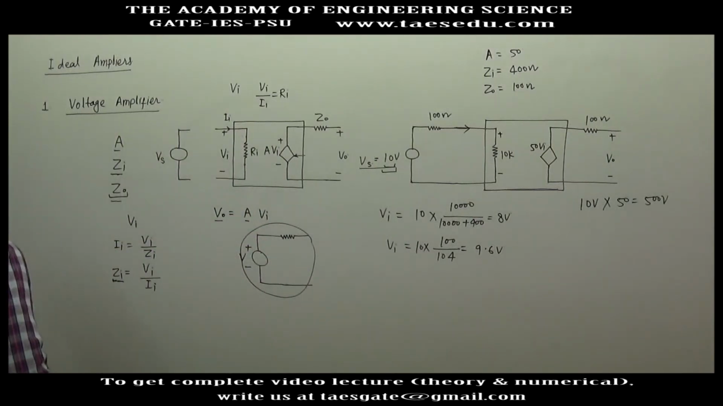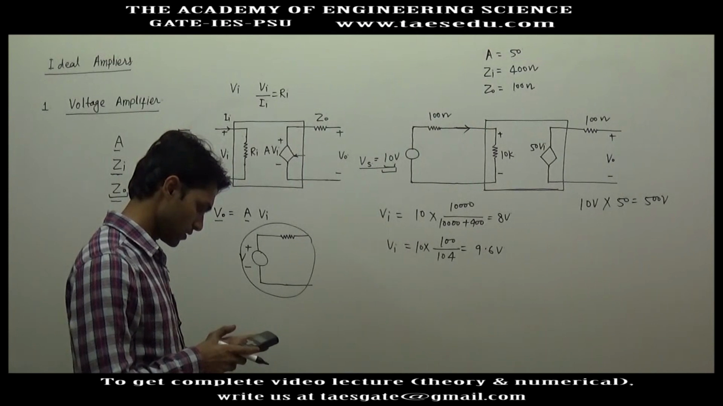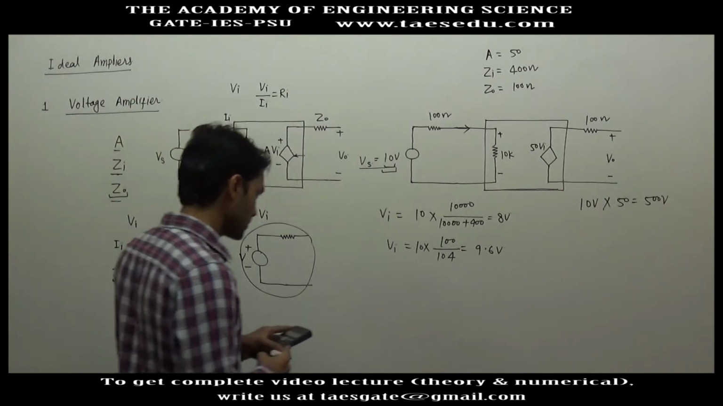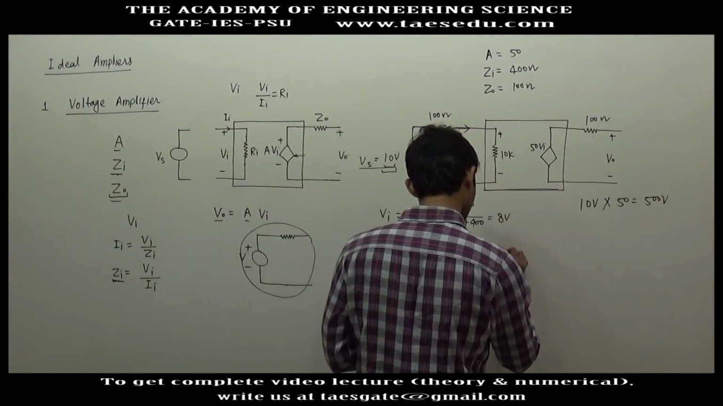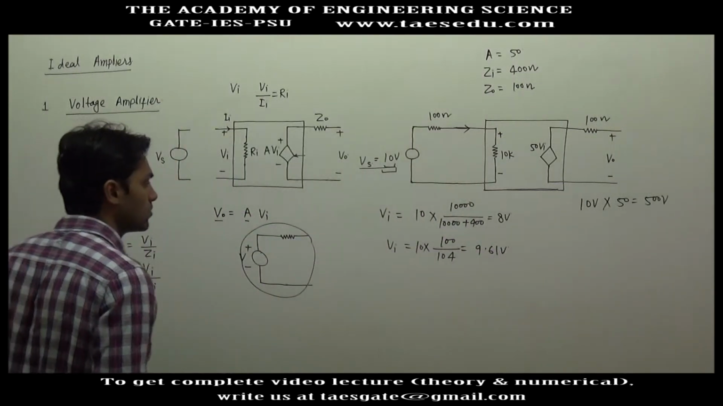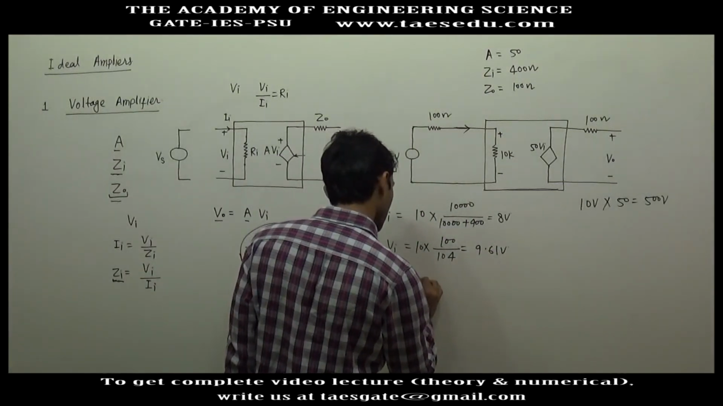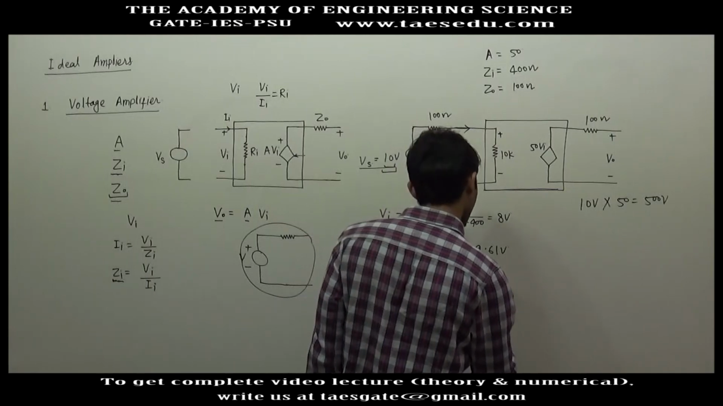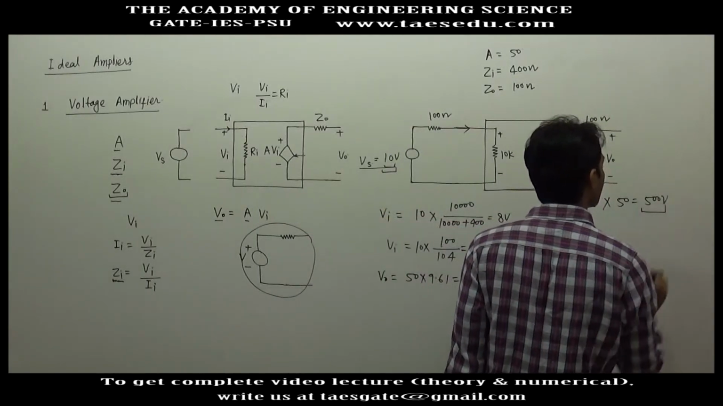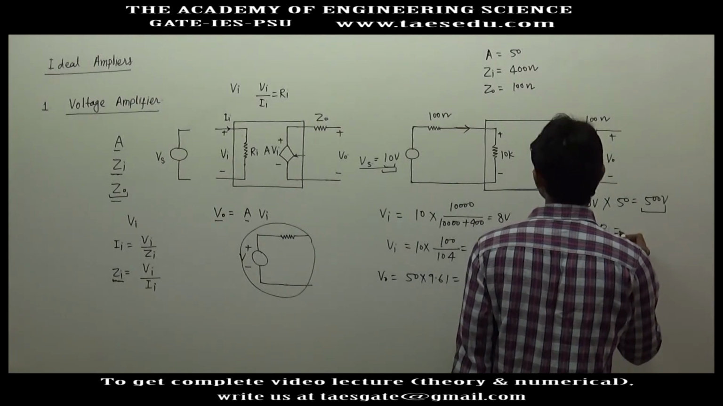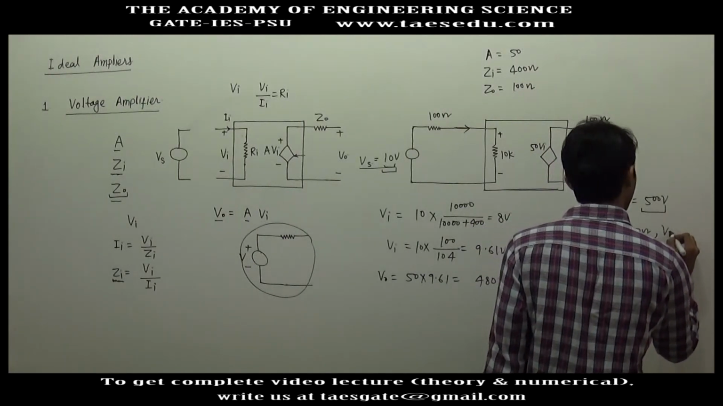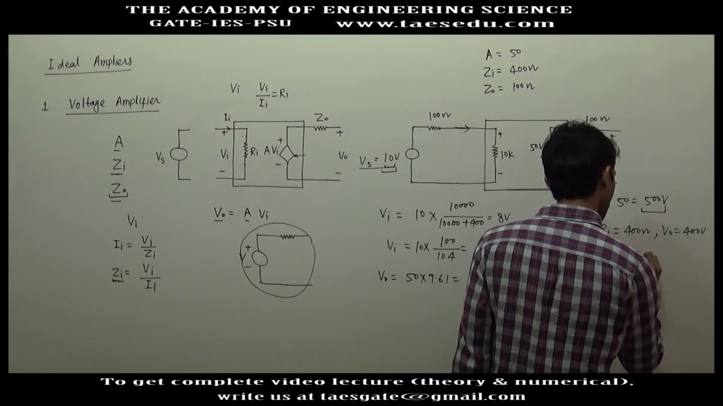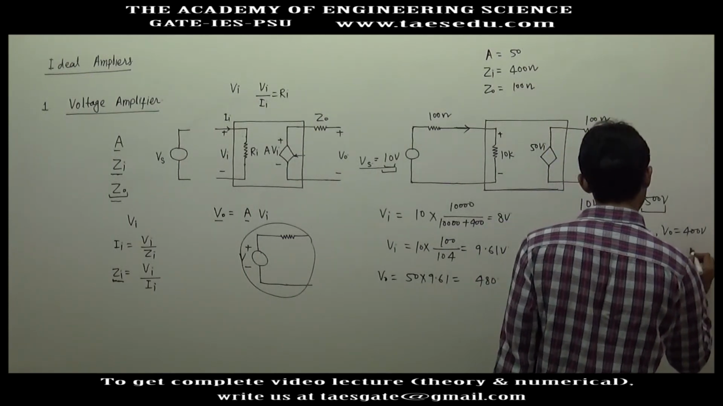Let us calculate it. 100 divided by 104, you will get approximately 9.61. Now if you calculate the output voltage, the output is 50 into 9.61. This will be 480 volt. The expected voltage is 500. When you put Ri equal to 400 ohm, the output voltage was 400 volt. When Ri is 10 kilo ohm, the output is 480.